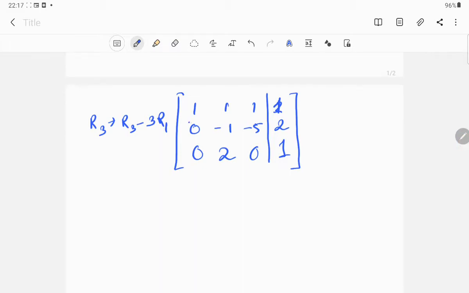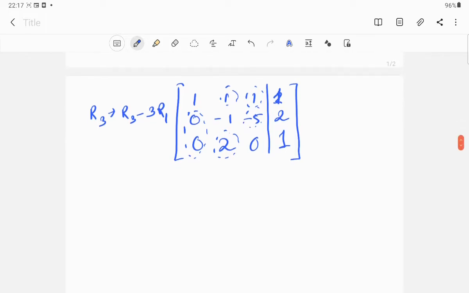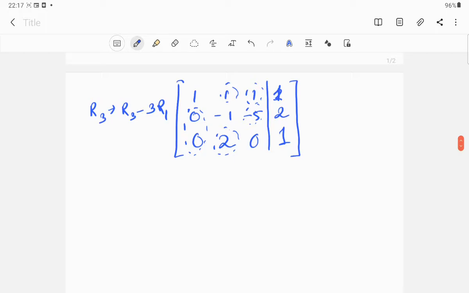So we made this entry equal to 0. The next step is that I want to make this one equal to 0, then this one, and then this one. There we need to find some ways. Since this is without pivoting, you can find your own way. There is no problem with that.